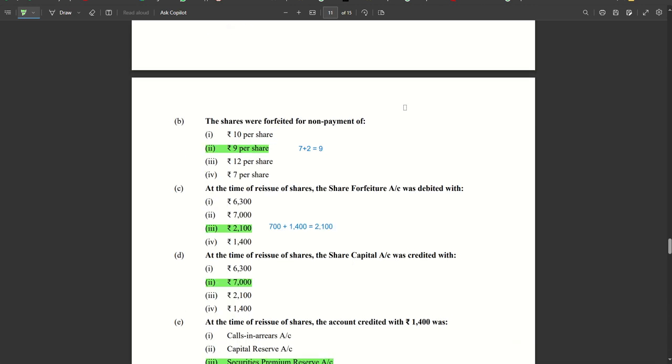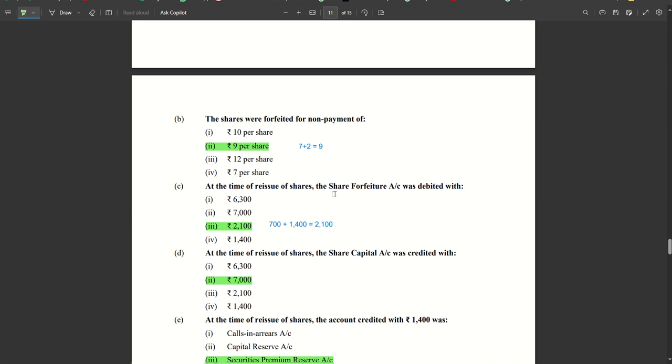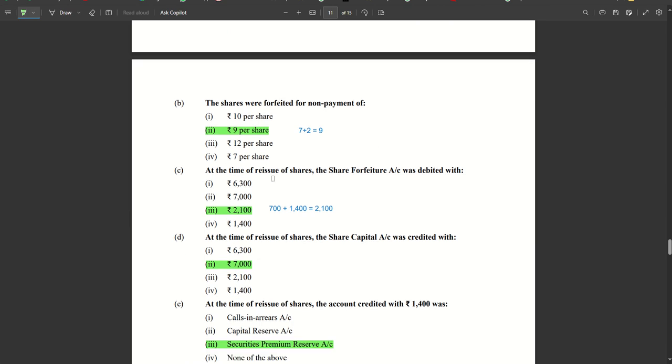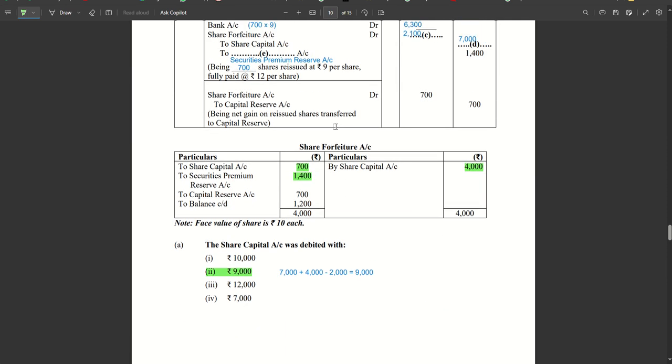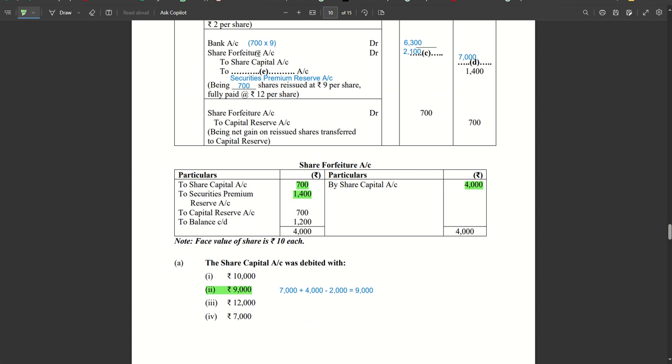Let's have a look at the next one, number C. Here we are required to find out at the time of reissue of shares, the share forfeiture account was debited with how much. Okay, so let's have a look. Share forfeiture account here was debited with how much?